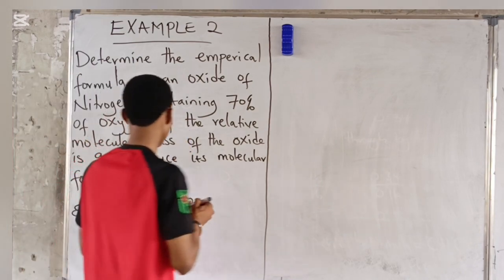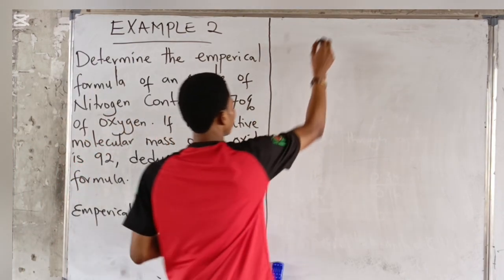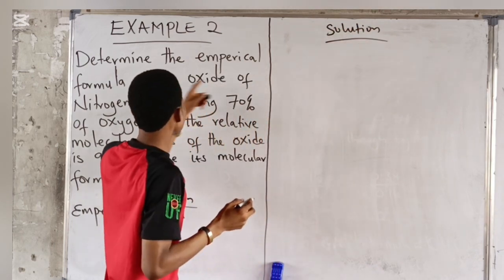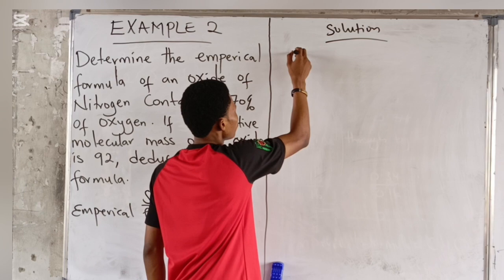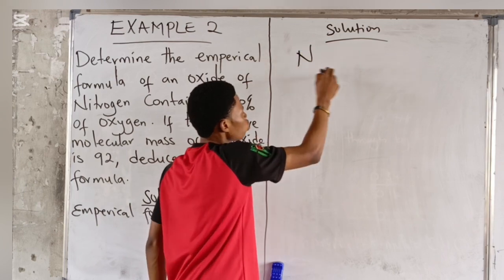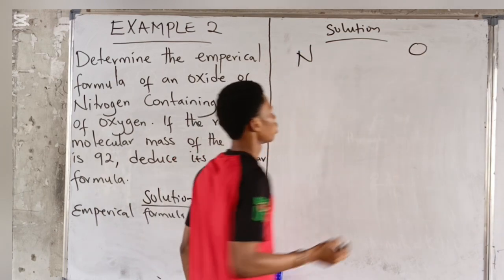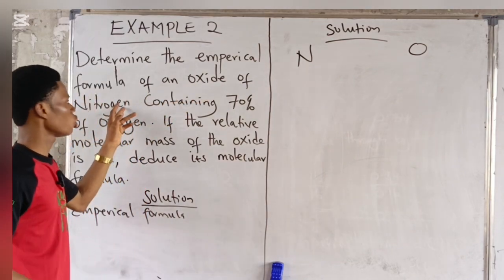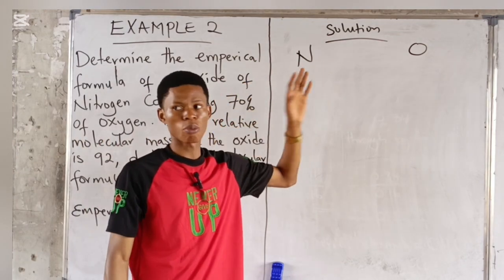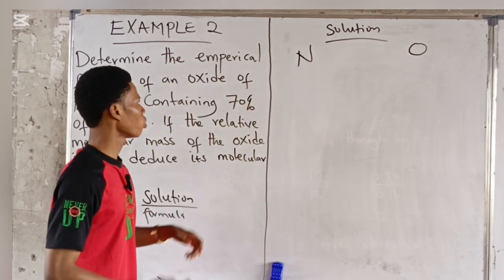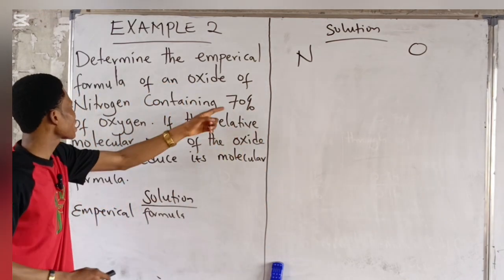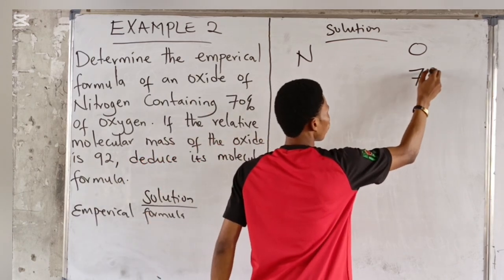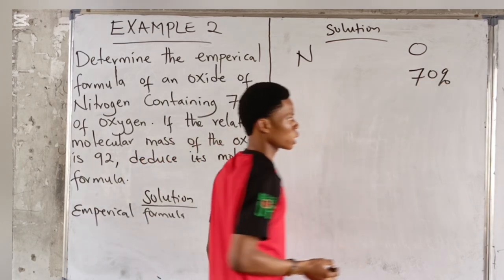Let me bring it here so we can see it together. So oxide of nitrogen. You should note that the compound contains nitrogen and oxygen, because it's an oxide of nitrogen. So nitrogen and oxygen are the component elements found in this compound. Now the question says containing 70% of oxygen. So the percentage of oxygen in that compound is 70%.